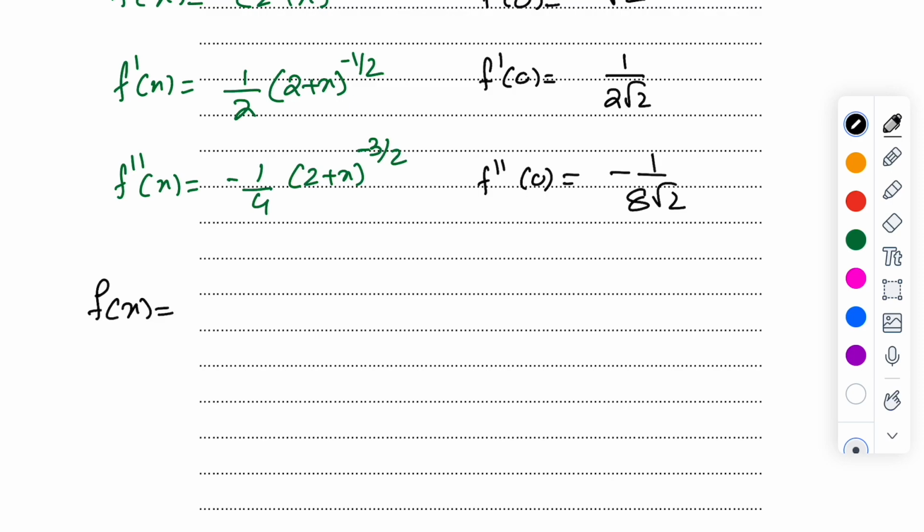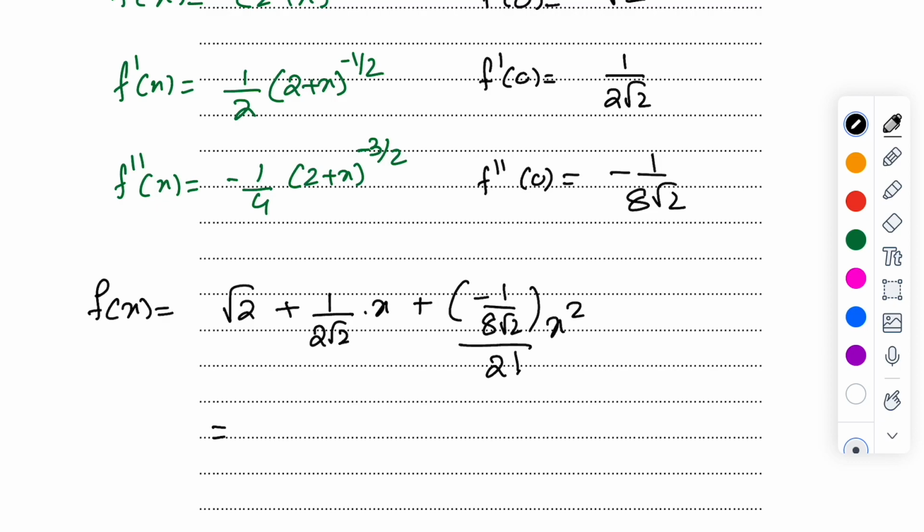f of x equals the function plus the first derivative times x plus the second derivative upon 2 factorial times x square. So when I simplify, you get square root 2 plus root 2 upon 4 x minus root 2 upon 32 x square, and so on. See that always the denominator should be a rational number.